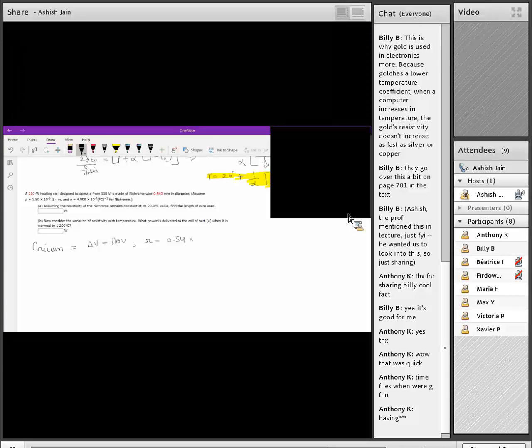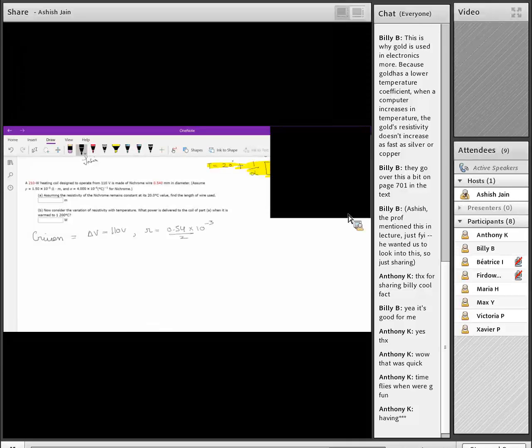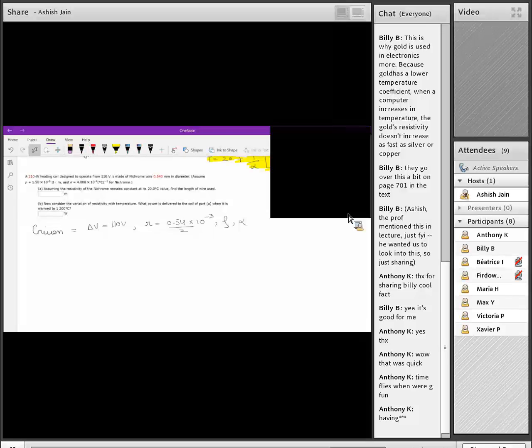the voltage that it operates at is 110 volts. The wire radius is given to be 0.54 times 10 to the power minus 3 divided by 2, and rho and alpha are given for nichrome. Power is also given as 210 watt. The first part asks: assuming the resistivity of the nichrome remains constant at its 20 degrees Celsius value, find the length of the wire used.